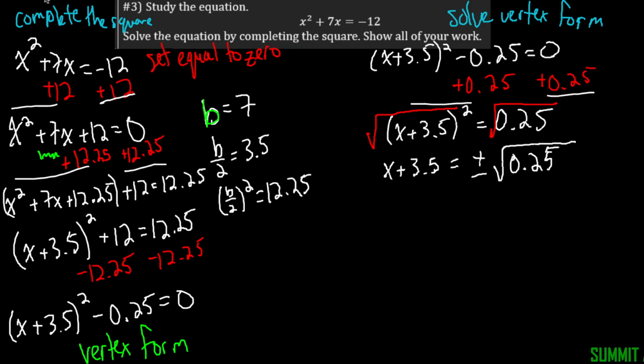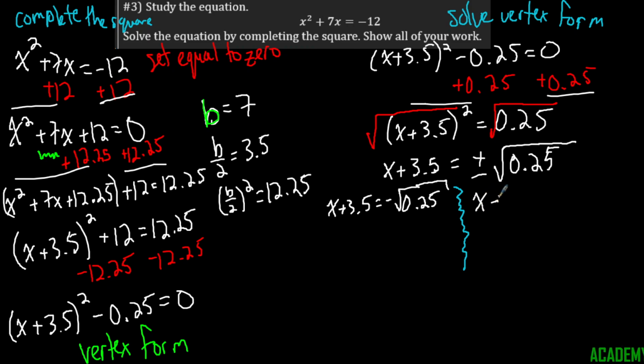This is where we split our work. I should have two sides here. So now I can say I have x plus 3.5 equals negative square root of 0.25. And then on the other side, I have x plus 3.5 equals positive square root of 0.25. So this is the key step. Again, we're taking our two answers and splitting them into two possibilities. It's the same inverse operation the whole way across.